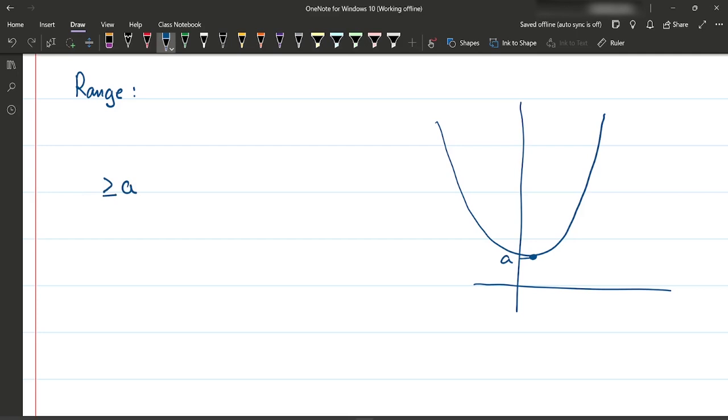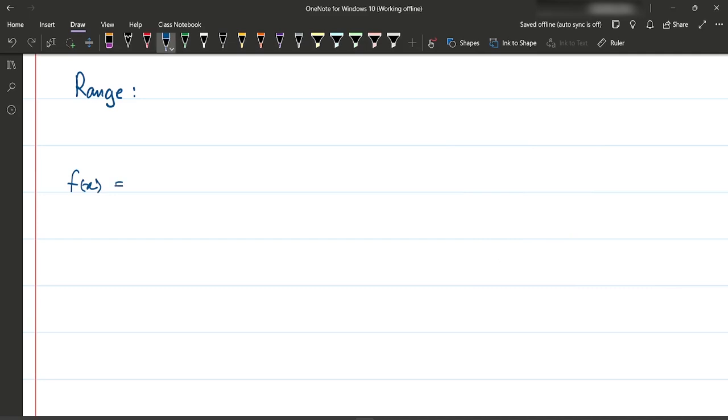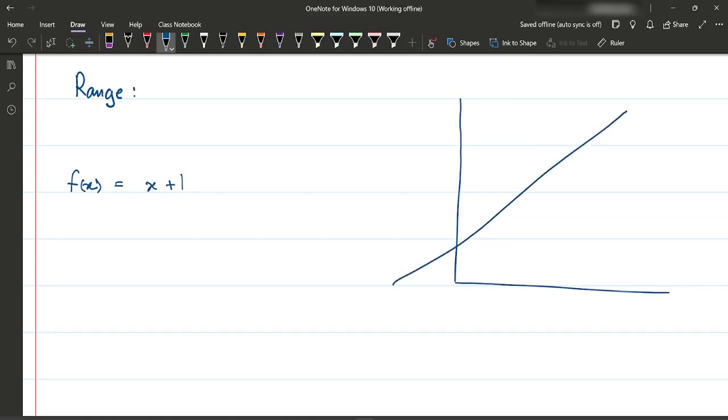And usually some exams use f. You can also use f of x. It doesn't matter. Okay, now let's use a function. We're not going to use this for now, but we're going to say f of x equals x plus 1. We can graph it, which is usually just like this. This is y, this is x.